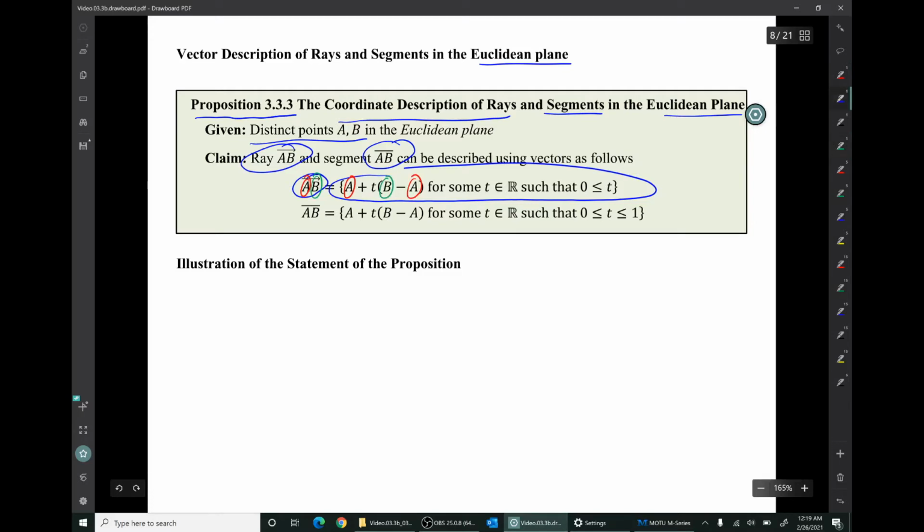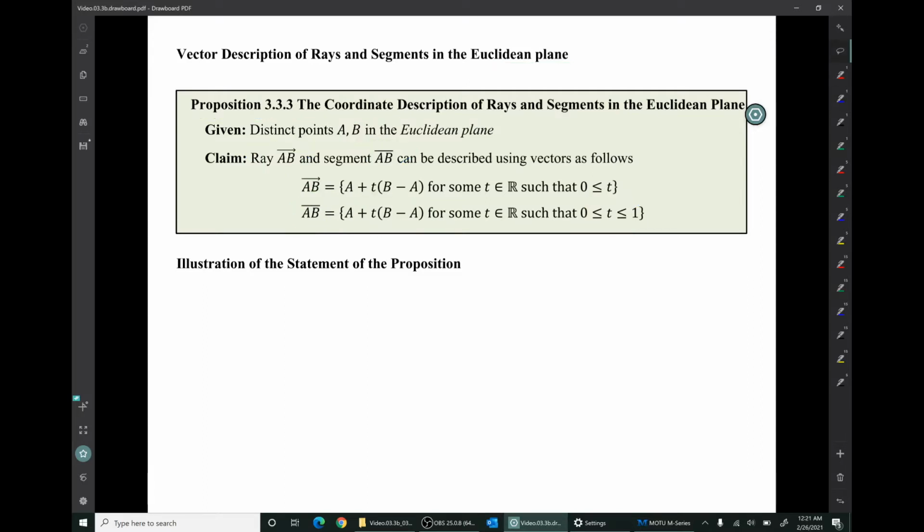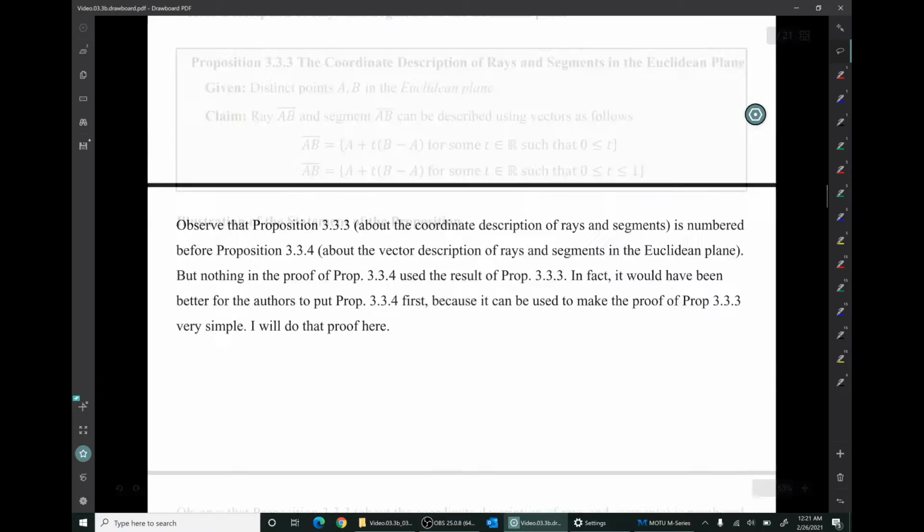A parameter t gets put there. The collection of all points corresponding to vectors constructed that way, with the property that t is greater than or equal to 0, is ray AB. The collection of all points corresponding to vectors like this, where t is a number between 0 and 1, corresponds to segment AB. Now I'm going to illustrate the statement of this proposition, but not yet. I'm going to first talk about how we'll prove it.